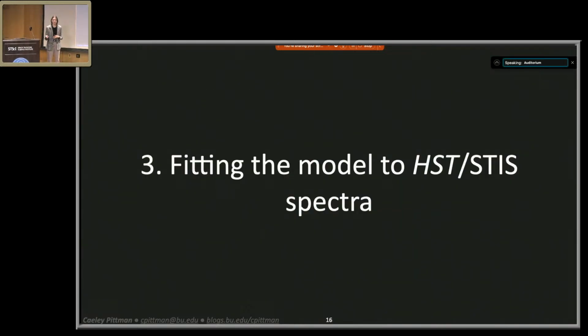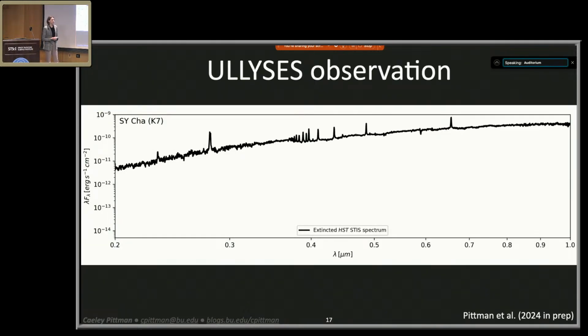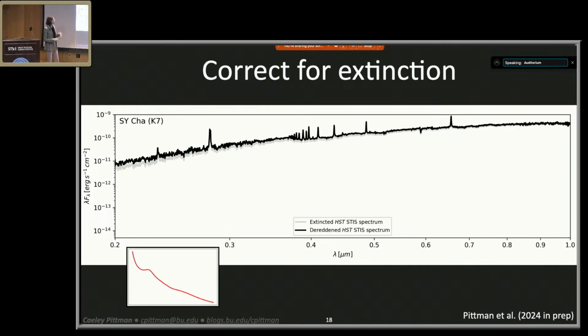So I'm going to show an example of actually fitting these accretion shock models to the Ulysses data. So here again is SY Cha, the same star I showed earlier. And when we observe this, it is extincted by the interstellar material, so you need to do a correction for this. In reality, this is done at the same time as all the other fitting, but just to show the effect this has, here is the correction for this.